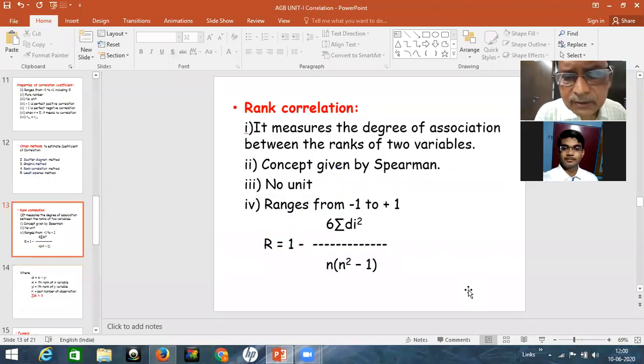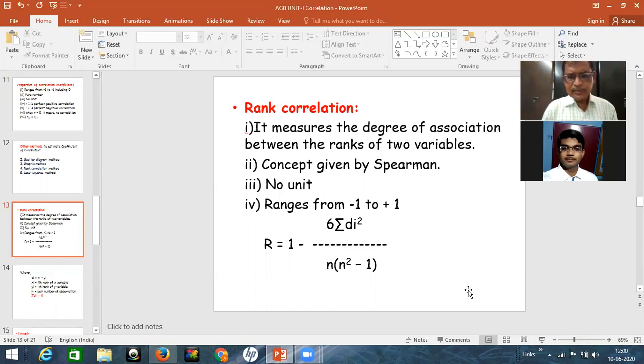So now, what is rank correlation? Suppose there are two variables x and y. Both variables have values, magnitudes, and if we place them in a certain rank, then the correlation between the ranks of the two variables is known as rank correlation. It is measured by the degree of association between the ranks of the two variables.